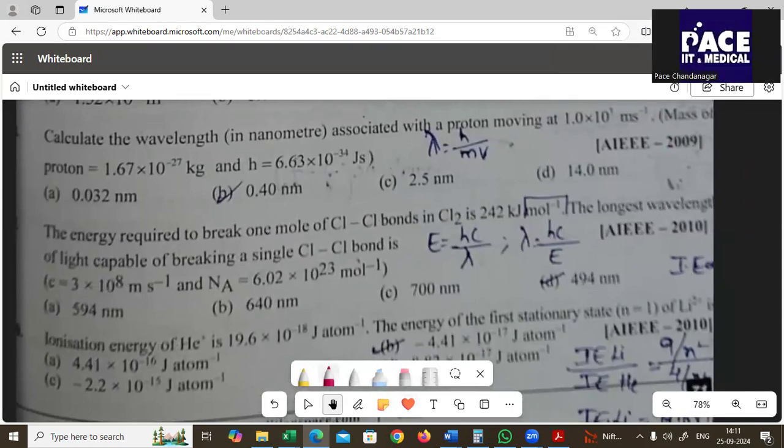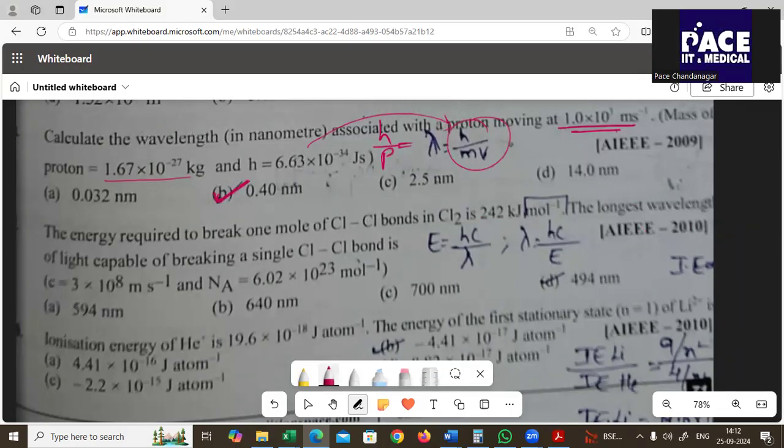Next, calculate the wavelength in nanometers associated with a proton moving at the speed given to you. The de Broglie wavelength, lambda, is h by p, where p stands for mass into velocity. Just substitute the h value, 6.63, which is given to you. The mass is given as 1.67 into 10 to the power minus 27, also take that. And the velocity is given to us as 1 into 10 to the power 3. Just substitute those values and you are going to get the value there.